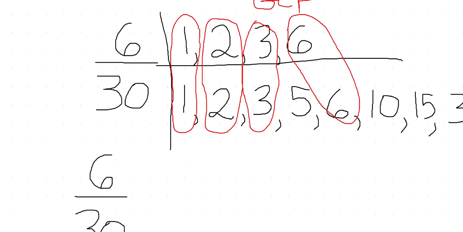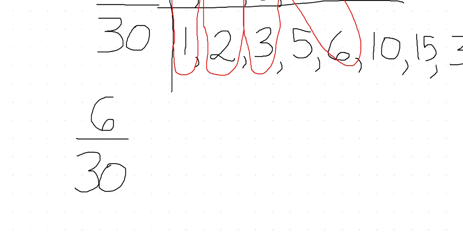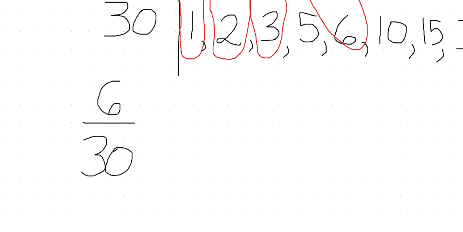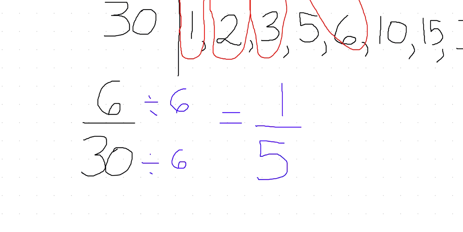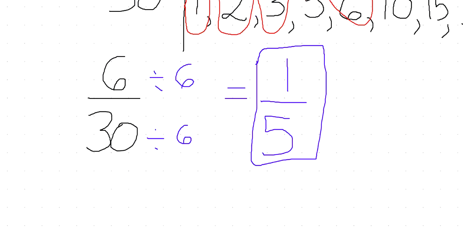But let's go to the next step, which is now to take that greatest common factor of 6 and use it to divide both numerator and denominator by 6. Leading to the final step of doing that actual division. 6 divided by 6 is 1. 30 divided by 6 is 5. And that leads us to the answer, which is 1/5. So the answer is simplifying 6/30ths to its lowest form of 1/5.